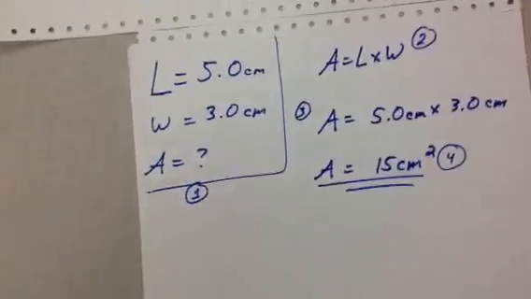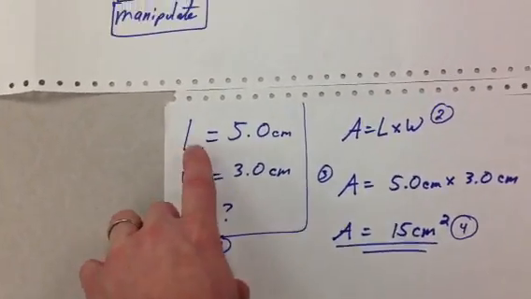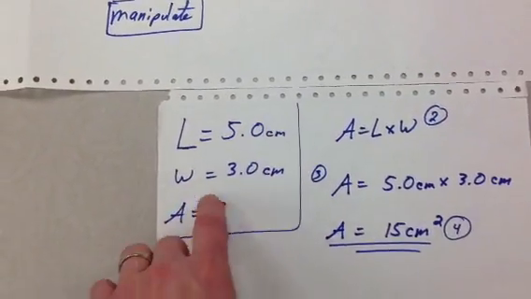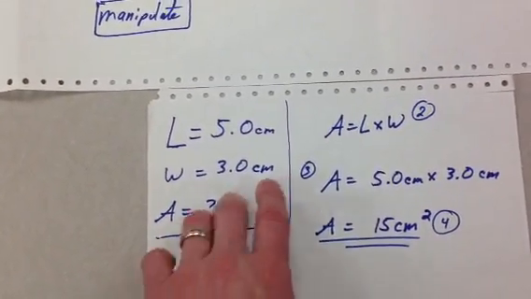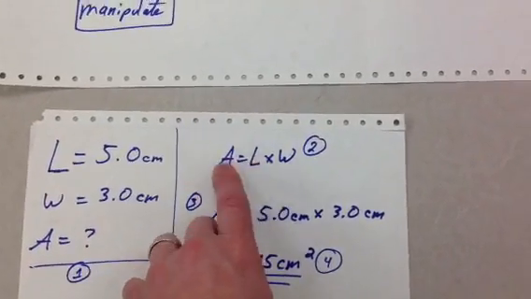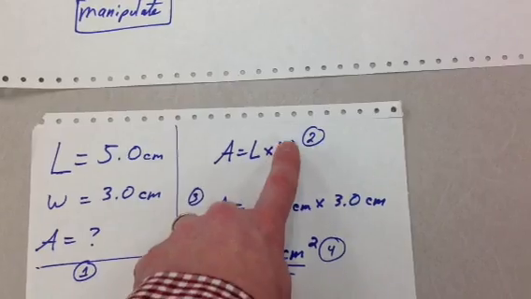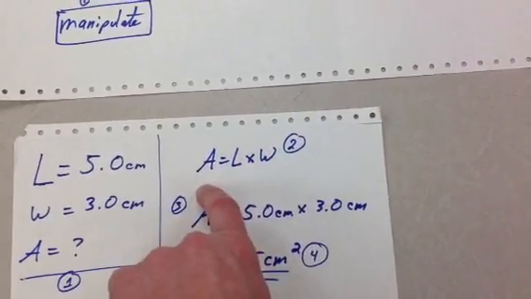Here's an example for you. Part 1, listing our data. Maybe we're doing an area calculation for something. The length was 5 centimeters. The width was 3 centimeters. The area is, we don't know. Our equation: area equals length times width. If I had to manipulate it, maybe I had to solve for width, then I would have to divide both sides by length.